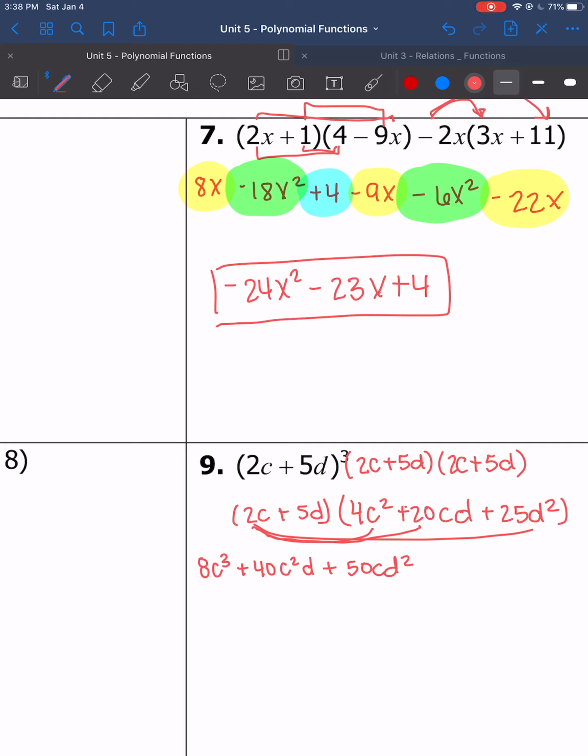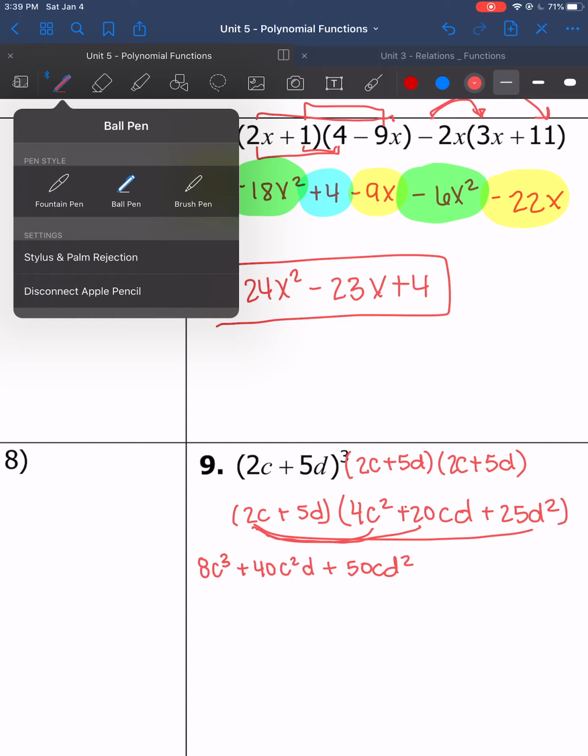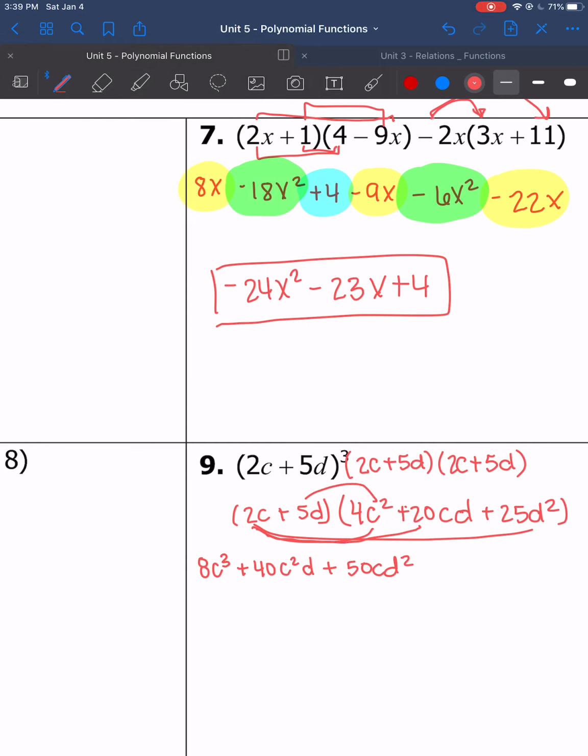Now to do the 5d. And when I do this part here, I will take whatever I multiply and I'll line it up where it goes. So d times c squared, it'll end up right there. So 5d times 4c squared gives me 20c squared d. 5d times 20cd gives me 100cd squared, and 5d times 25d gives me 125d cubed. So now I'm going to add all these lovely things together.